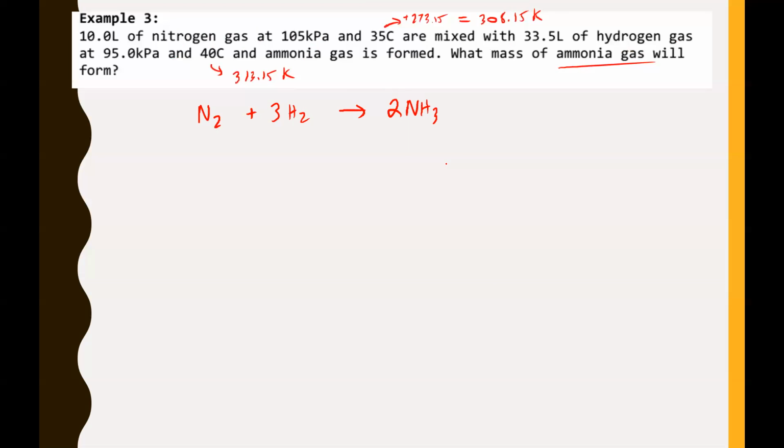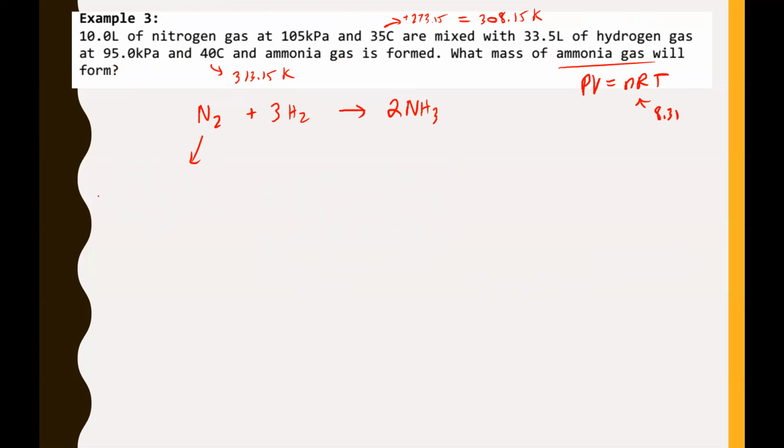From there, we have to find our molar amounts. Now, because of all of these numbers that we were given here, we're going to have to use the ideal gas law, which said PV equals nRT. And remember, R is always 8.31. So for each of these, we'll start with the nitrogen first. We know we have a volume of 10 liters and a pressure of 105 kilopascals and a temperature of 308.15.